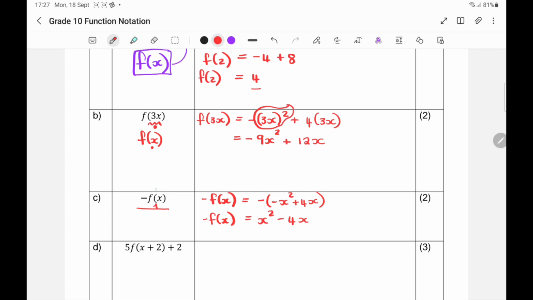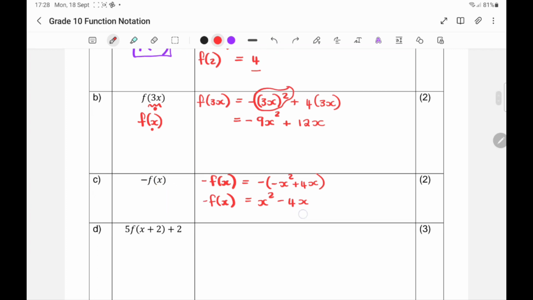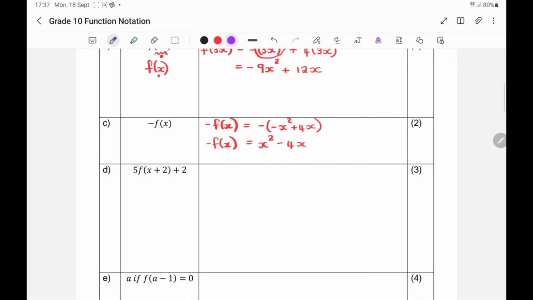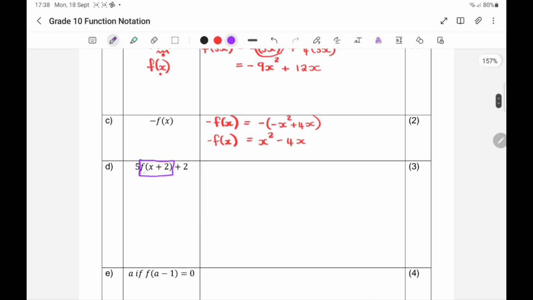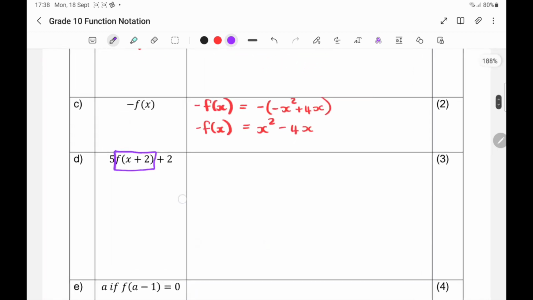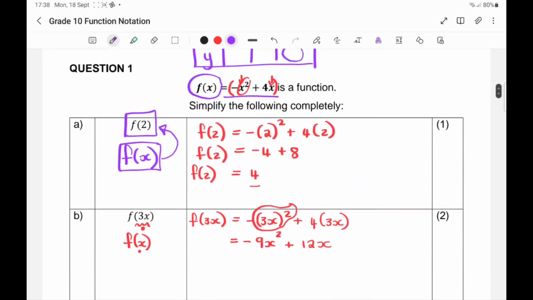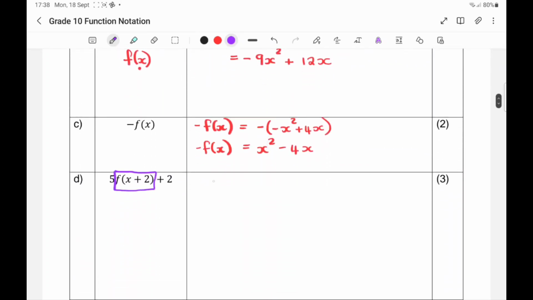What if I just put a negative in front of the x, or what if I put a negative in front of the whole f of x? We'll get to that, and I'll explain it very nicely now. With these ones, can you see that f of x is over here? And now, instead of f of x, it's f of x plus 2. So everywhere you see an x, you have to replace it with x plus 2.